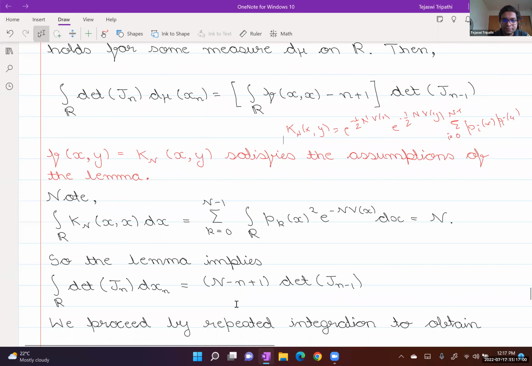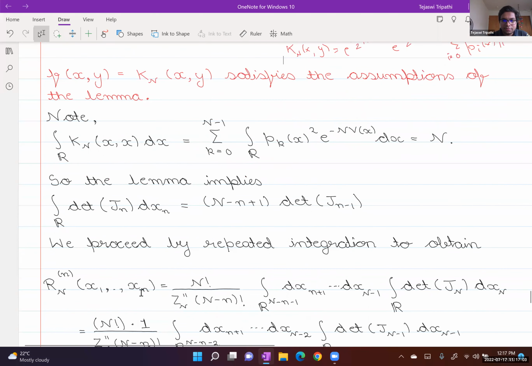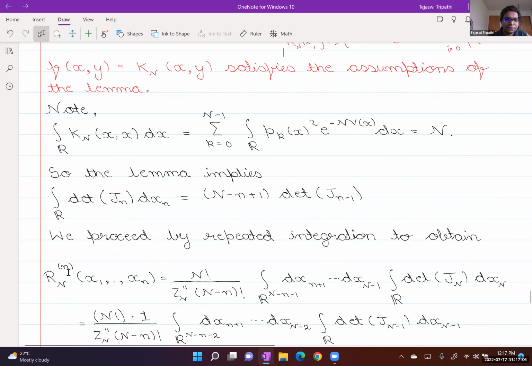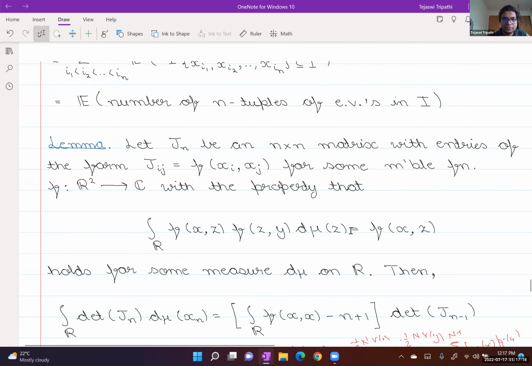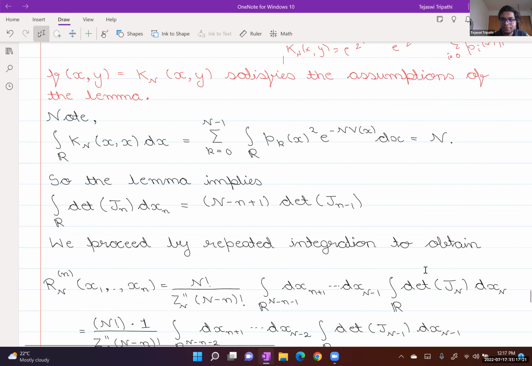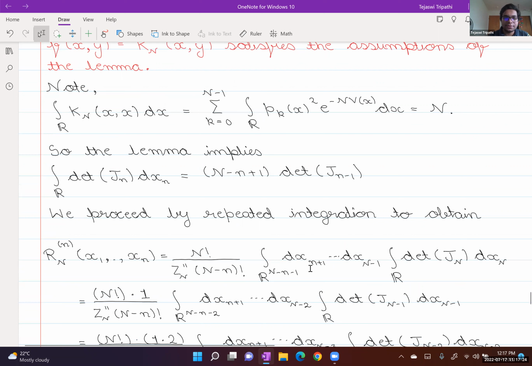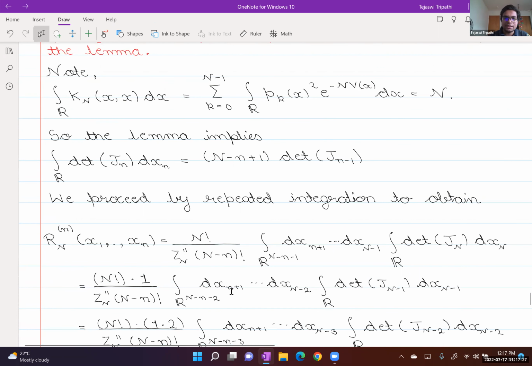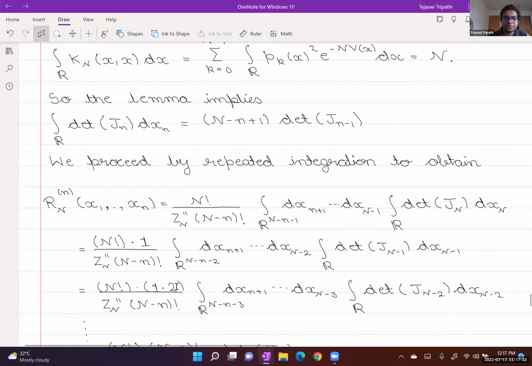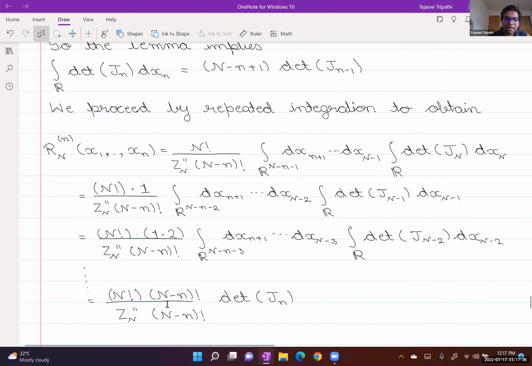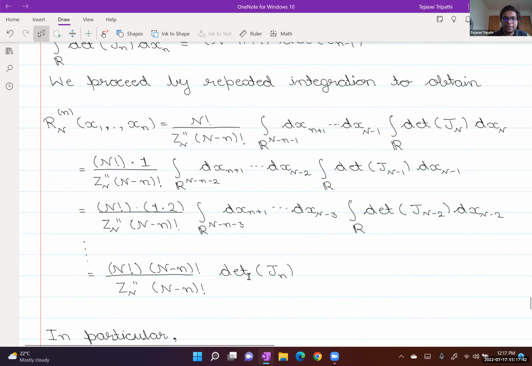How can we use this? We know that Rn, the nth correlation function, is some constant, and we're integrating the p function, right? And remember, I have written the p function as a determinant. So what I'll do is repeated integration. First I'll integrate with respect to xn. Some constant will come outside. Then I integrate with respect to x(n minus 1). Some constant will come outside. And eventually I will get this. So you can see that this and this will cancel, and we get the determinant of Jn.